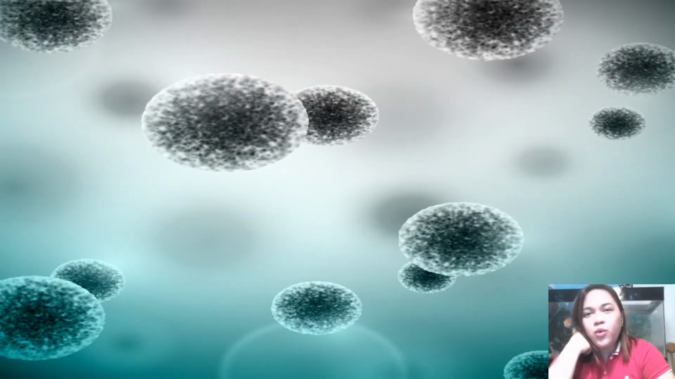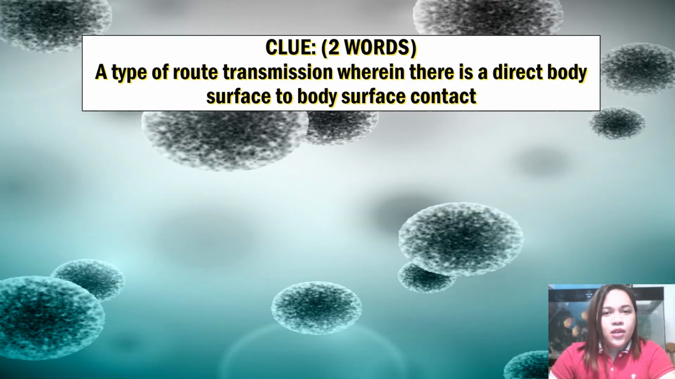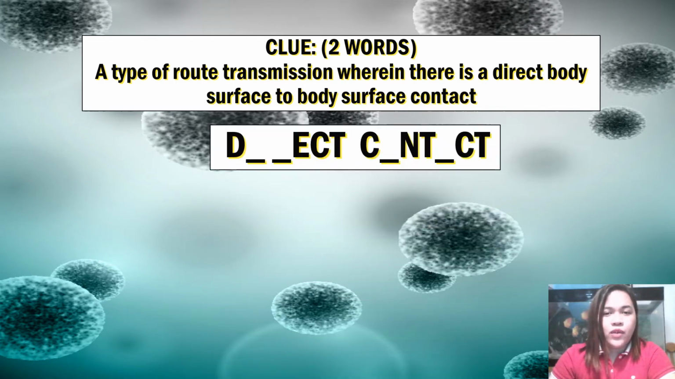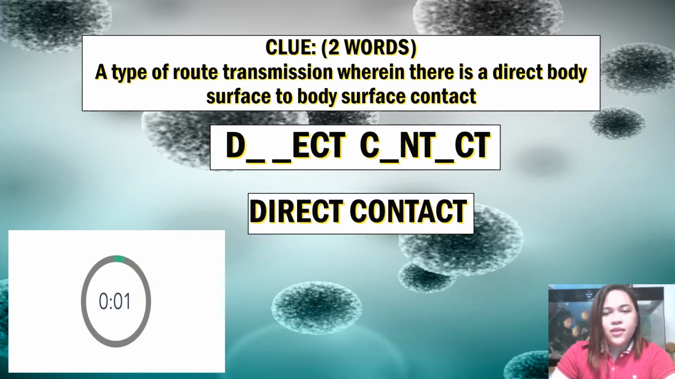Okay, down to the last term. You will have to guess 2 words, and the clue is this: a type of route of transmission wherein there is a direct body surface to body surface contact. This is the word that you will have to guess, and in 5 seconds, jot down your answers. And your time is up. It is called direct contact.